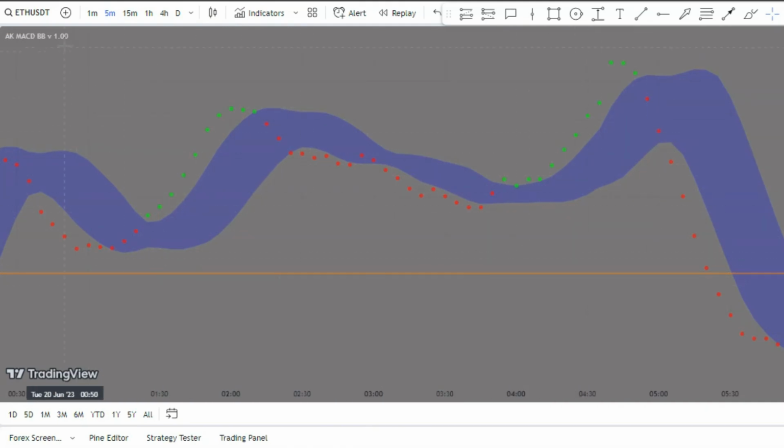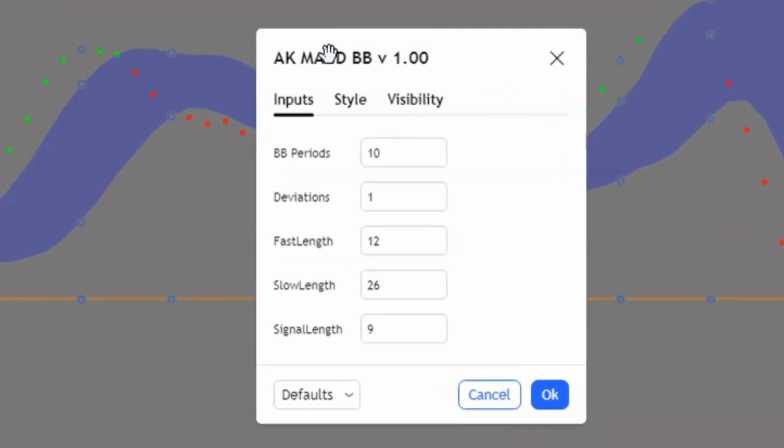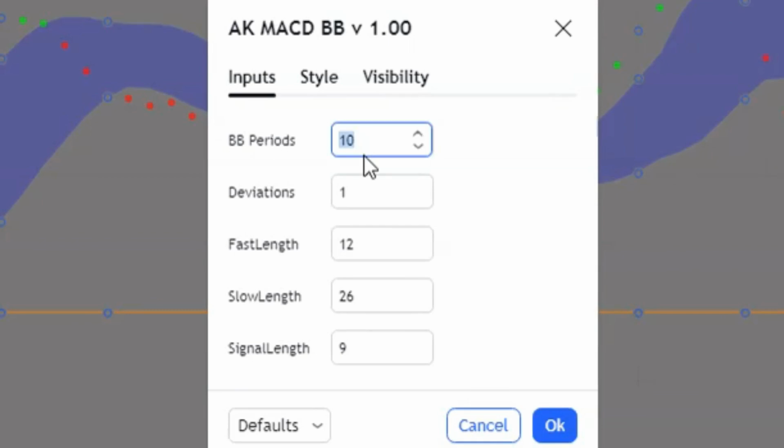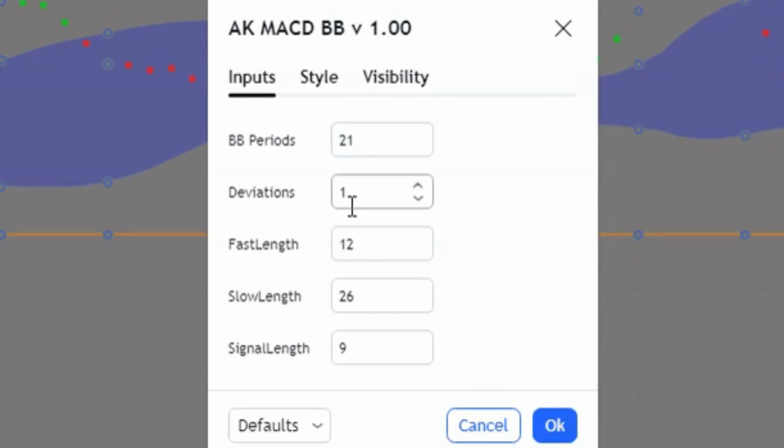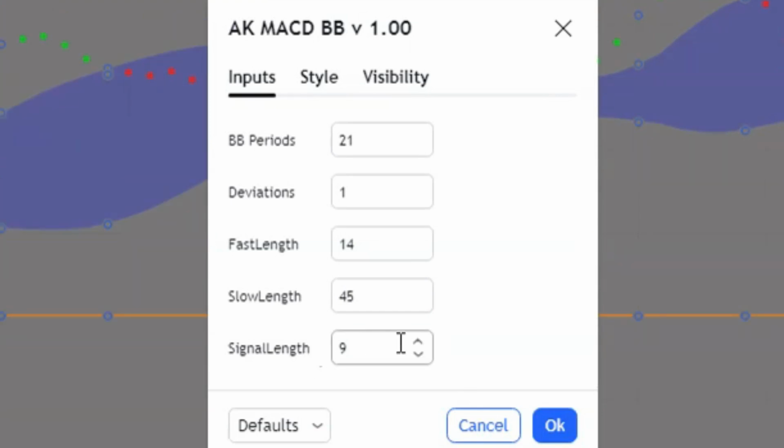Then in the indicators section, change BB period to 21 and make sure the deviation is set at 1. Then change fast length to 14, the slow length to 45, and finally set signal length to 9.